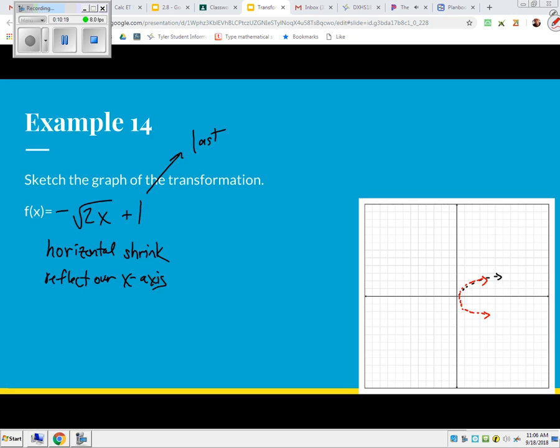Okay. And then I say I've done the 2, I've done the negative, I've made it to the +1. That +1 is going to do what? Up 1. It's outside the function, outside the square root, so it's going to send everything up 1. So my swoop is going to be upside down. Let me do it in green.